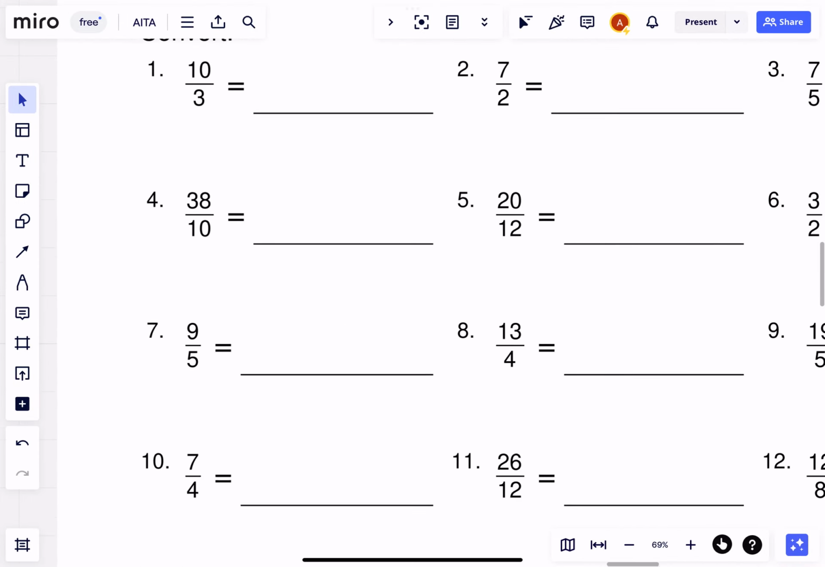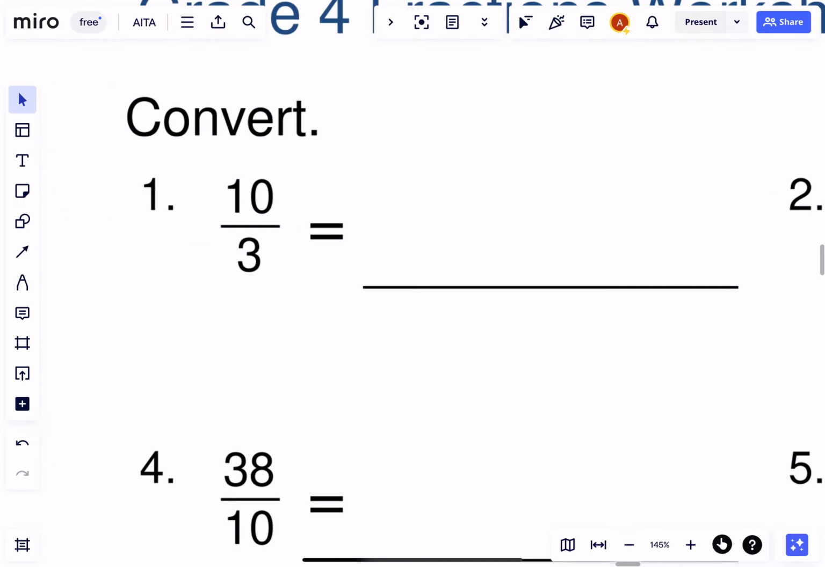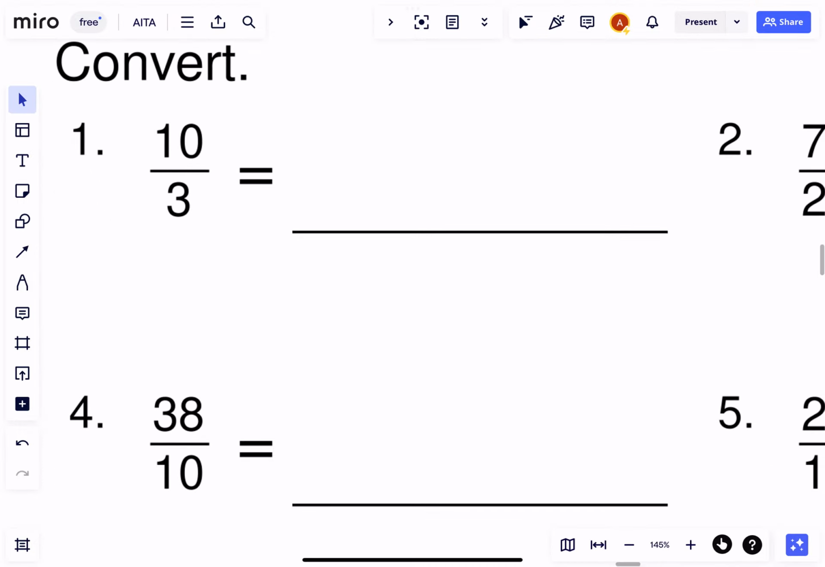Okay, so improper fractions to mixed numbers this time around. How do we do this one? Let's see. First of all, we know that 10 upon 3 is an improper fraction.